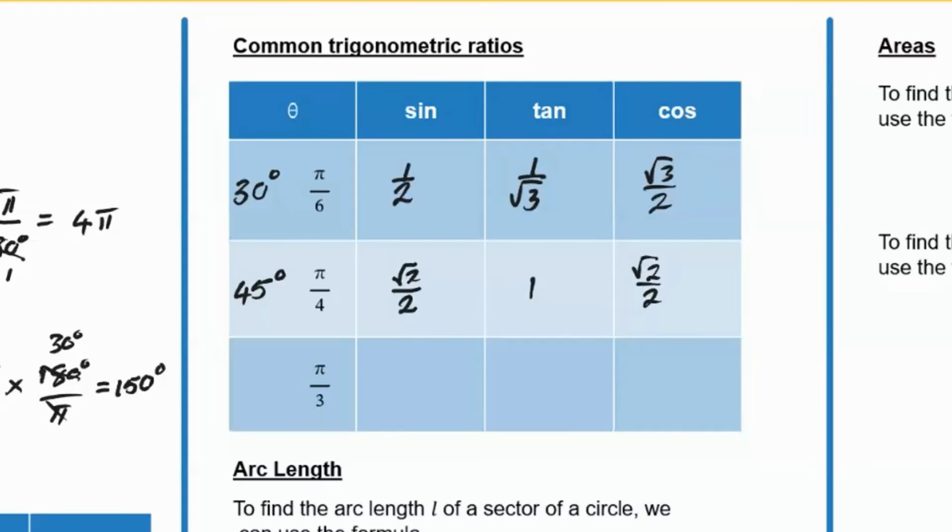So this is very important, just for you to recall these basic trig values. The next angle is a third pi, which is 60 degrees. Sine of 60 is root 3 over 2. Tan 60 is root 3. And cosine of 60 degrees is root 1 over 2. So these basic trig ratios are important, and you should just know them.